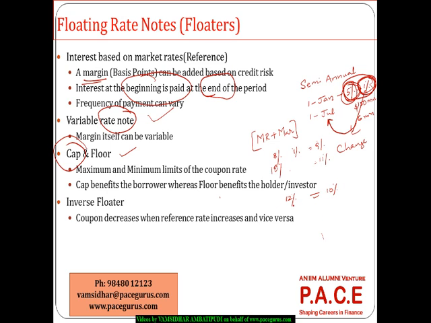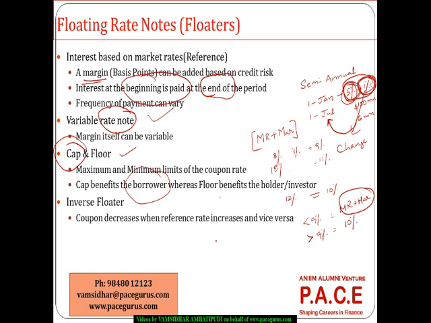So as long as the market rate is less than, let's say, 9%, the coupon that needs to be paid is the market rate plus the margin. But the moment the market rate crosses 9%, we'll say the coupon that would be paid is 10% only. It does not follow the process of market rate plus margin. That is the cap, which would always benefit the borrower because the upper side of the coupon that needs to be paid is typically getting capped.